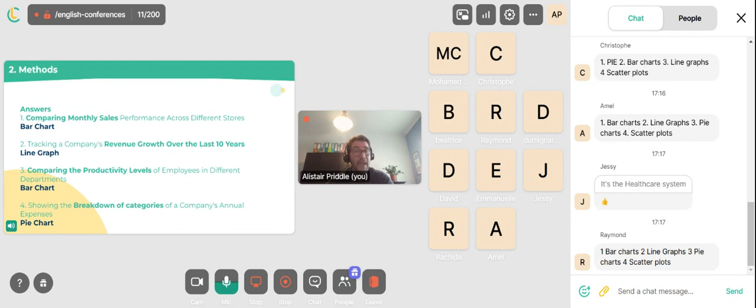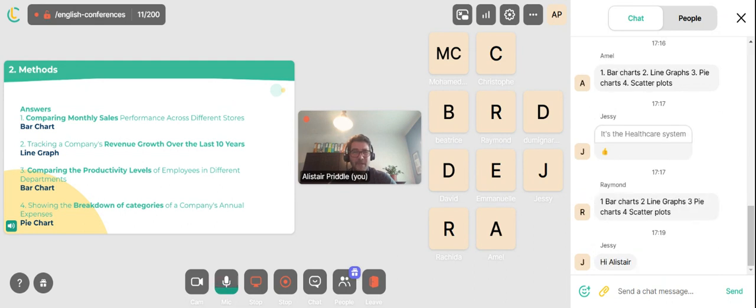Number 3, comparing the productivity levels of employees in different departments. Again, comparing. We can use bar charts to compare. And number 4, showing the breakdown of categories of a company's annual expenses. Categories can be illustrated with a pie chart. Therefore, number 4, we chose a pie chart.